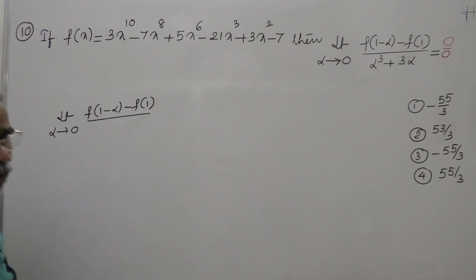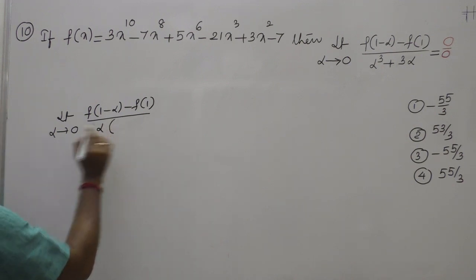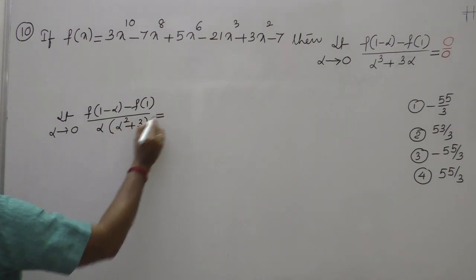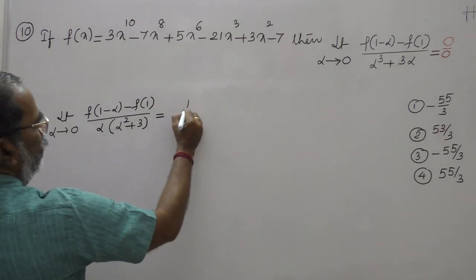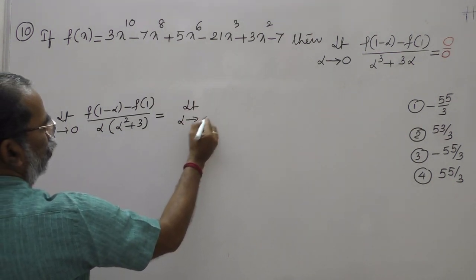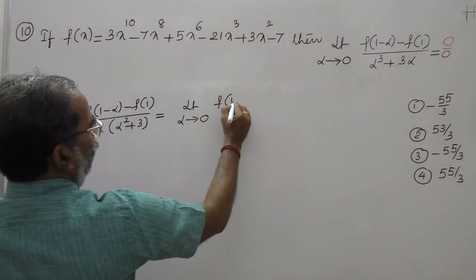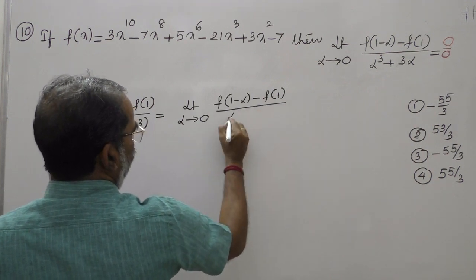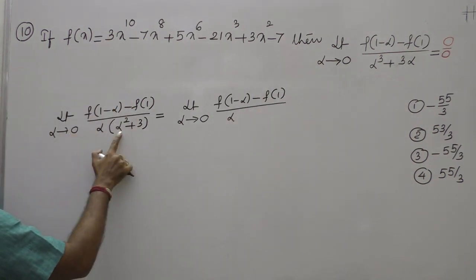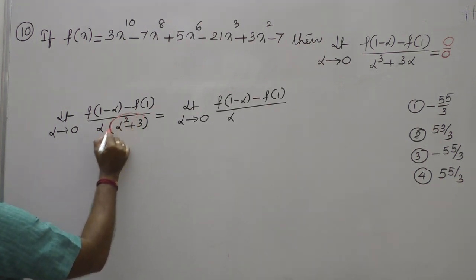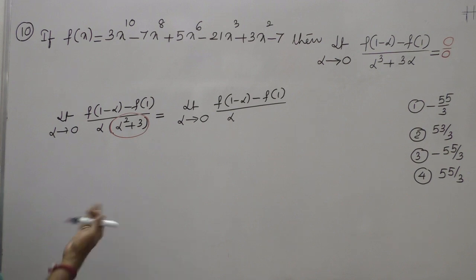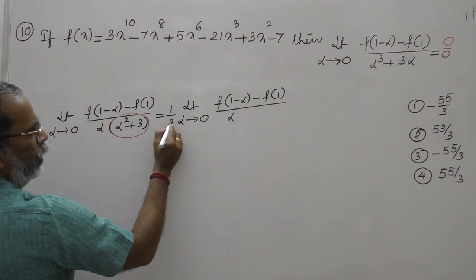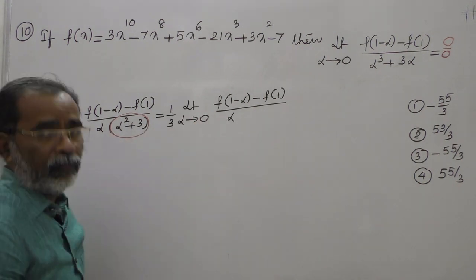In the denominator, I will take alpha common. If I take alpha common, this will be alpha square plus 3. See how I am proceeding. Now I will write this as limit alpha tends to 0, f of 1 minus alpha minus f of 1 divided by alpha into. If I write alpha equal to 0, this becomes 0 plus 3, 3. Its limit has come. So what is this 3? It is in the denominator. I will place here. Now see carefully.